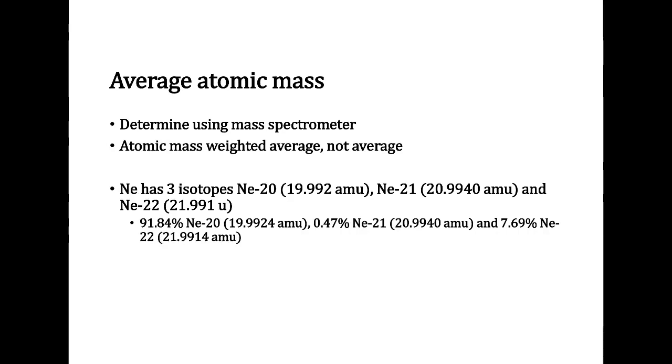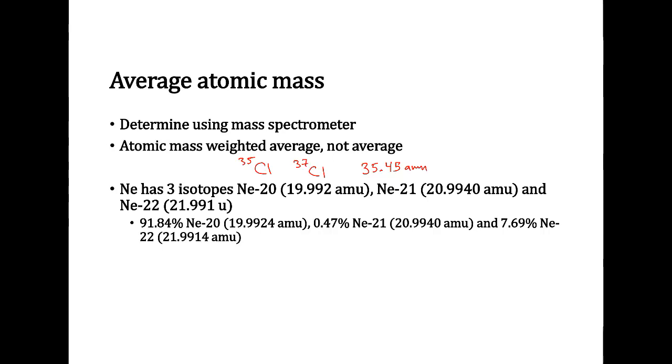It's not the plain average. Even though there are two isotopes of chlorine, chlorine 35 and chlorine 37, whenever we look on the periodic table, it tells us that we have an average atomic mass of 35.45, which is not the true average of chlorine 35 and chlorine 37. So it's a weighted average. We have to take into account the fractional abundance, or how much of each isotope is present.